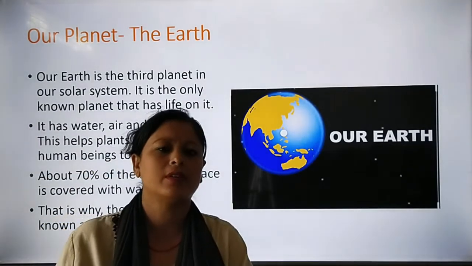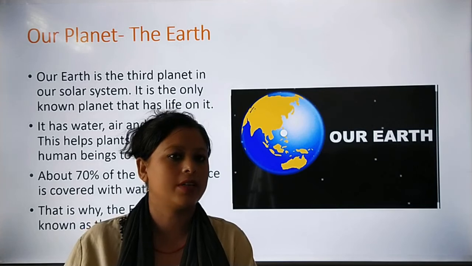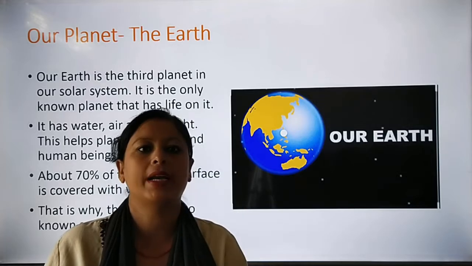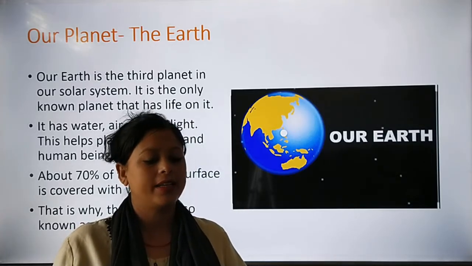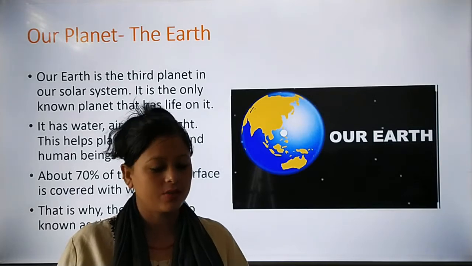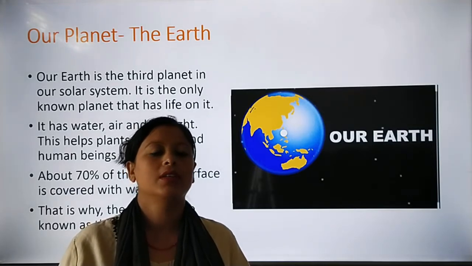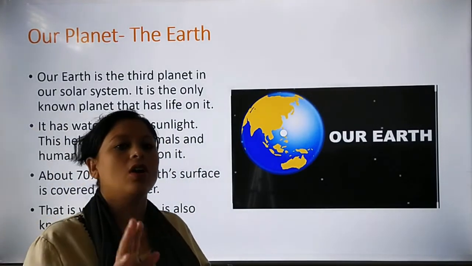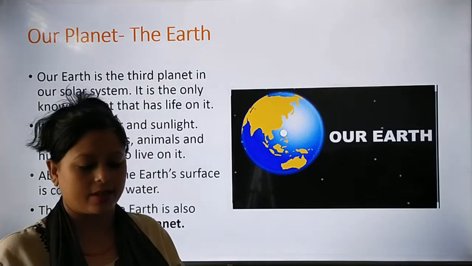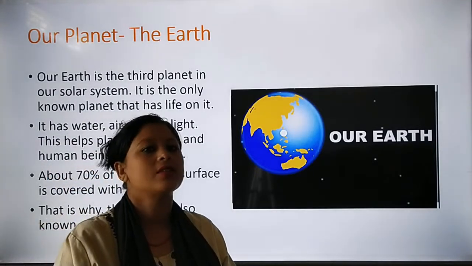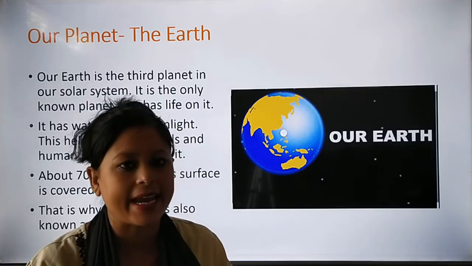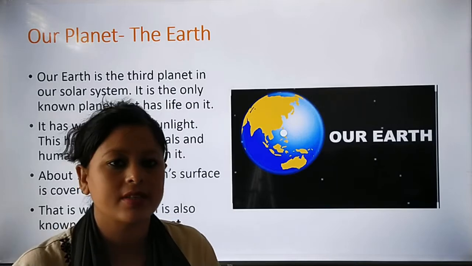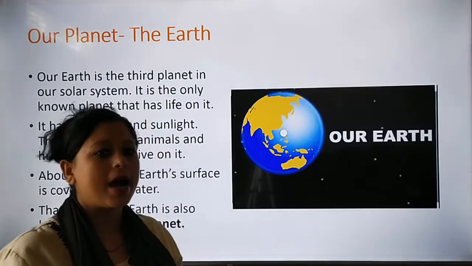So children, before this chapter we have already read a little bit about the earth or the planet earth in the solar system. So now today we will learn more about the earth. Now our earth is the third planet in our solar system. How many planets do we have? We have 8 planets, isn't it? So there are 8 planets in our solar system and Earth is the third planet.